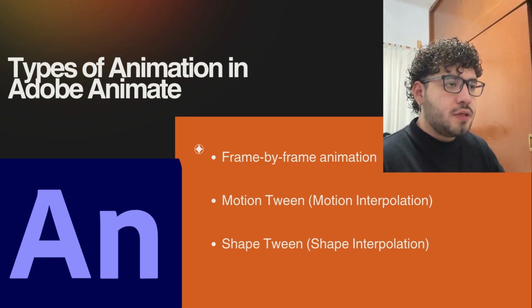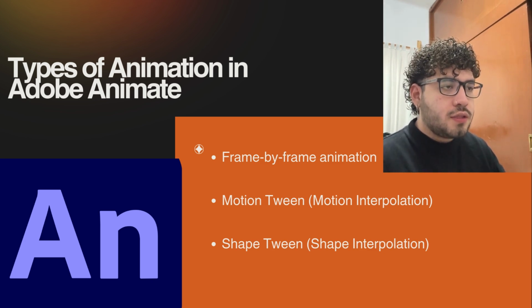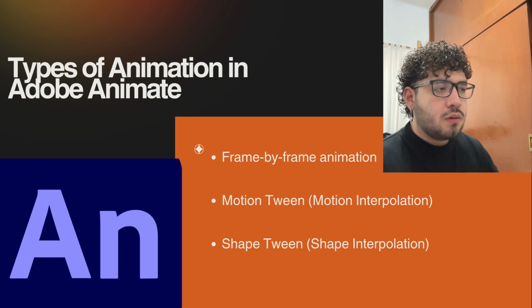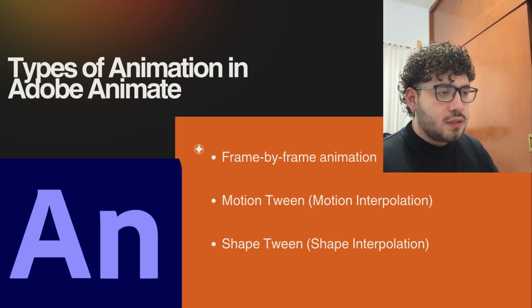The types of animation. Adobe Animate offers several animation techniques that can be used depending on the project style and complexity. The first one is frame-by-frame animation. It's the most traditional technique. Each frame is drawn individually, which allows very precise and expressive movements. This technique is often used in character animation and special effects.